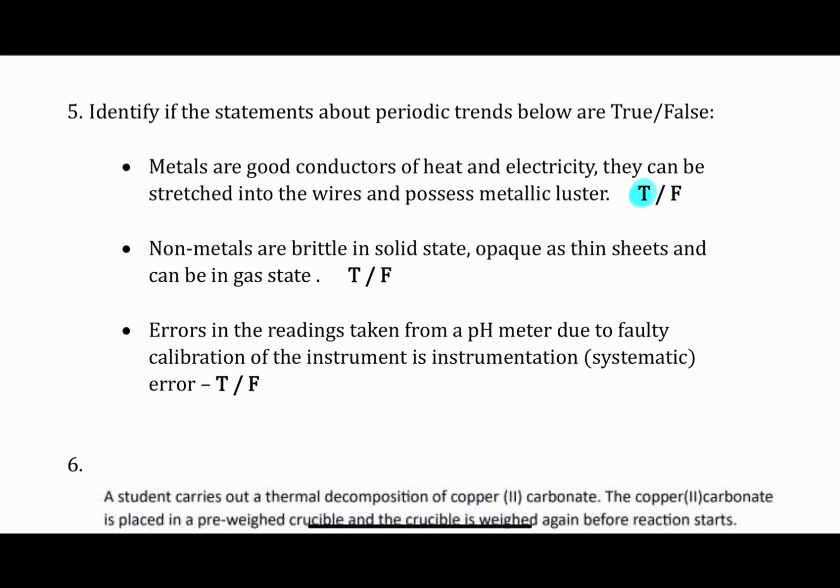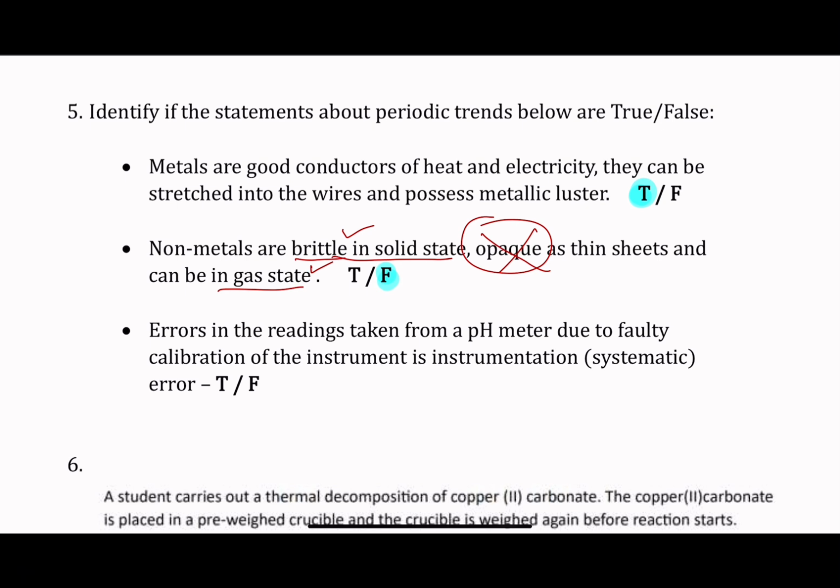Non-metals are brittle and solid, opaque as thin sheets, and can be in a gas state. That is incorrect. They are not opaque. They are transparent as thin sheets. They can be in a gas state. This is true. And in solid state are brittle. That's correct. But the opaque part is wrong, which makes the whole expression false.